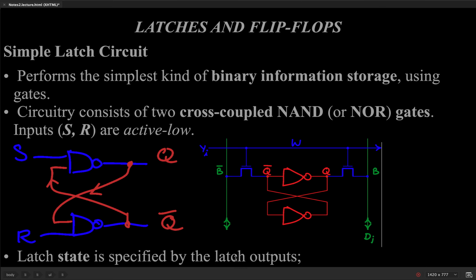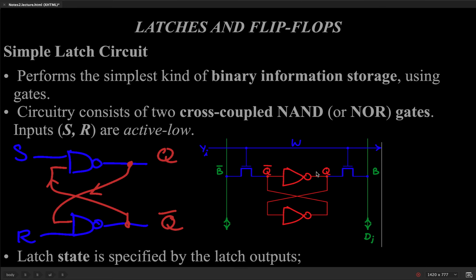Now, the latch circuit, which is shown on the left side, is the simplest kind of binary information storage. It's a memory unit using gates. It is very similar to the static RAM circuit that we possibly showed earlier. Let's review this. The static RAM consists of two cross-coupled inverters. One output is called Q, the other one is not Q, which is also drawn over here. They're opposite because there's an inversion between.